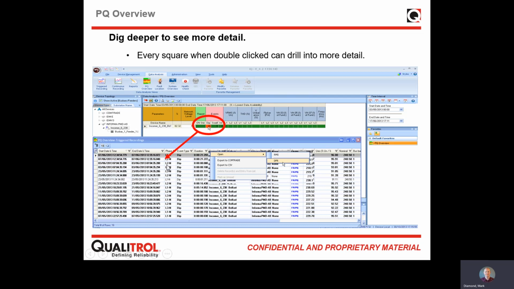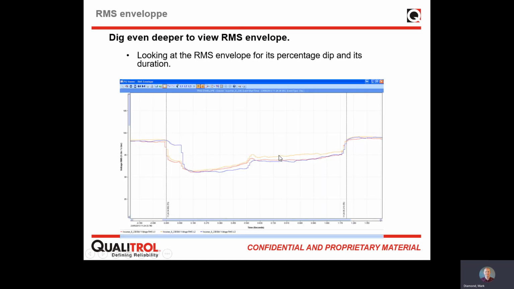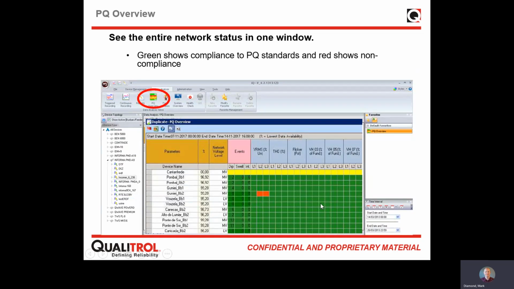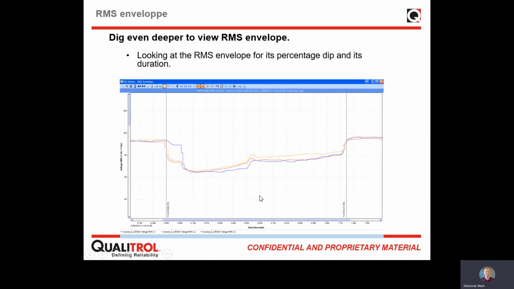They can also dig a little bit farther, so they can right click on any one of these and select open, and click on open RMS envelope, and this is where they get to here. So now they're seeing how far did that dip and how long did it dip for. And if I click back, any one of these squares can be clicked in that same way. So we see our overview to begin with. It's easy to figure out where the problems are. And if we dig down and click on any one of those squares, it loads up that information.